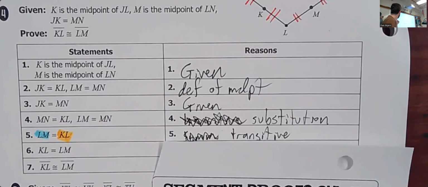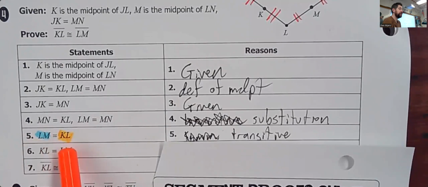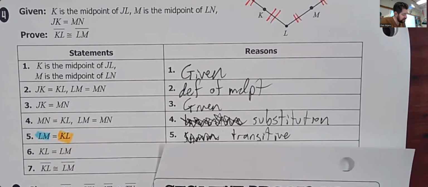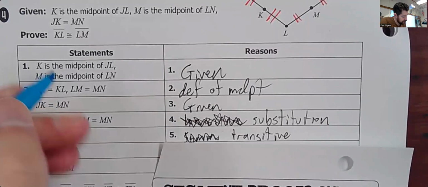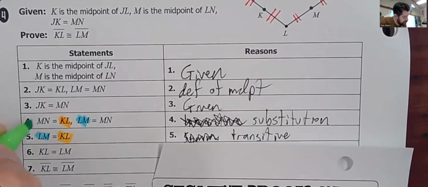So what we're looking for here is, what is the common bond between LM and KL? What are they both equal to? LM and KL both need to be equal to the same thing. What is that same thing that these two things are both equal to? MN, yeah. They're both equal to MN from step number 4. So the third thing, KL, is here. The first thing, LM, is here. And the second thing, MN, that's our common bond right there.